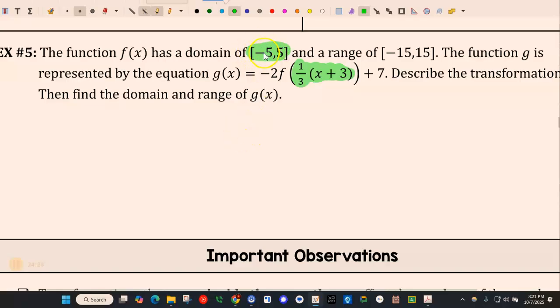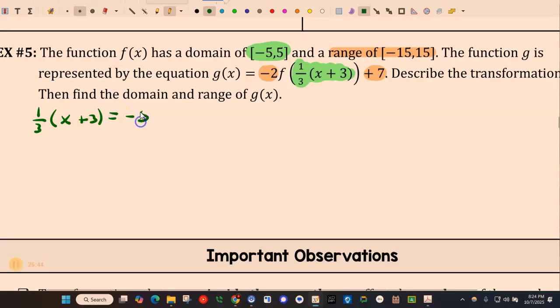Notice how this is an interval notation instead of set notation. That's not going to change difficulty. It's just written a little different. And then we have this -2 and +7. That's going to affect the range. So there's a couple ways of doing this, but I'm just going to take each one of these and say I got my 1/3 times x + 3, and I have my -5.